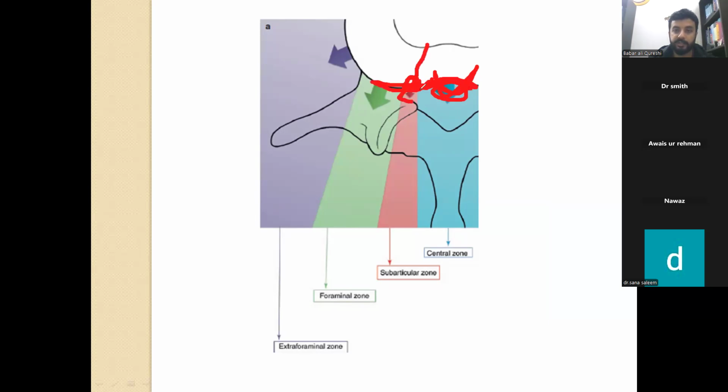If we go more lateral, that is the foraminal portion. If we go even beyond that, this is the extraforaminal portion. Most commonly, the disc that we see in our practice is usually in the paracentral portion or in the foraminal zone.